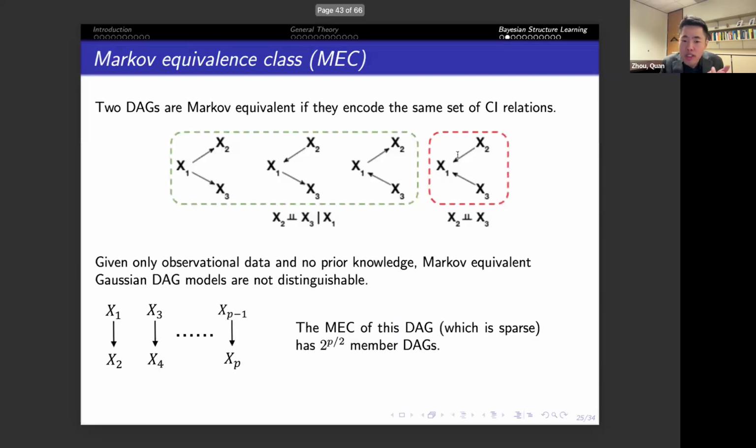And what is even worse is that the size of these Markov equivalence classes can be really, really large. For example, here I'm just considering a very sparse model, which has, say, P over 2 edges. But if you consider how many DAGs are Markov equivalent to this DAG, there are exponentially many DAGs that are equivalent to this one. So the size of a Markov equivalence class can easily be exponential in P, even if you assume the node degree is sparse in your DAG model.